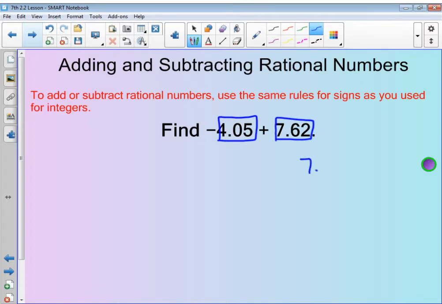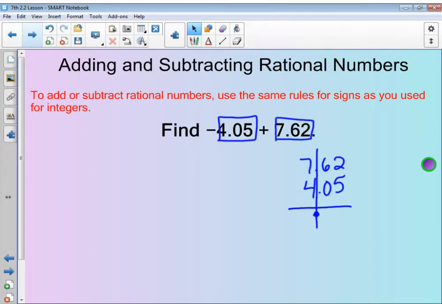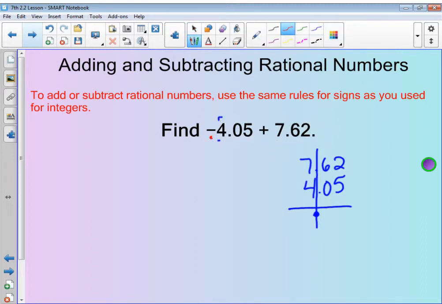So I'm going to write that as my top number. And then I've got 4.05. Notice how I am lining up at the decimal place. Okay, so this is where my decimal is going to be. Okay, so now I need to decide, am I going to add or subtract? So that's where we go ahead and we look at our symbols that are in the front. Are they the same or different? Those are different. So we're going to find the difference, which means we're going to subtract.